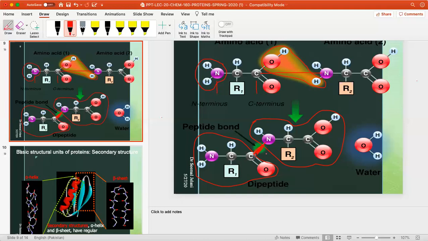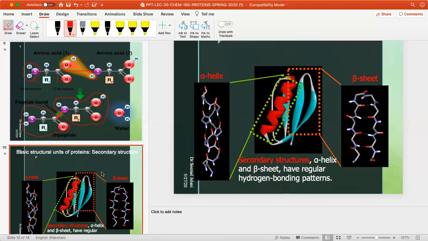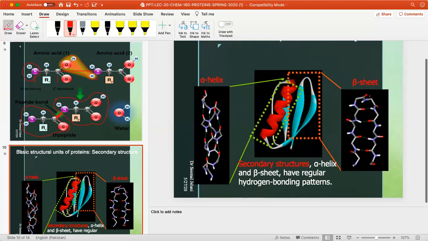So since two are involved, this is a dipeptide, three is a tripeptide, and many is a polypeptide. Next, these are the primary structures, and these are the secondary structures, and it is made up of two sheets. One is called alpha helix and the other is called beta sheets. So if I ask you what are the two main portions of secondary structures, you can simply write the answer: alpha helix and beta sheets.